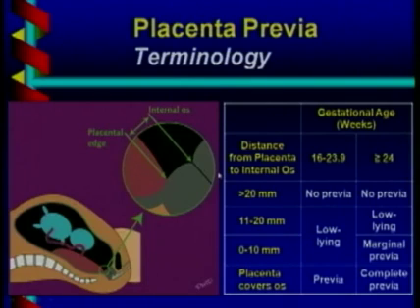This table at first sight looks a little complicated. It's not really that complicated. It indicates when we use the terms previa or marginal previa in ultrasound. So the key, this is a diagram of the pregnant uterus. There's the baby. The black is the amniotic fluid. There's the placenta. There's the cervix.